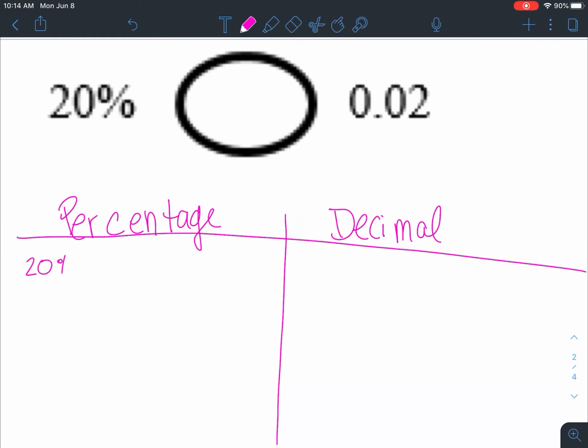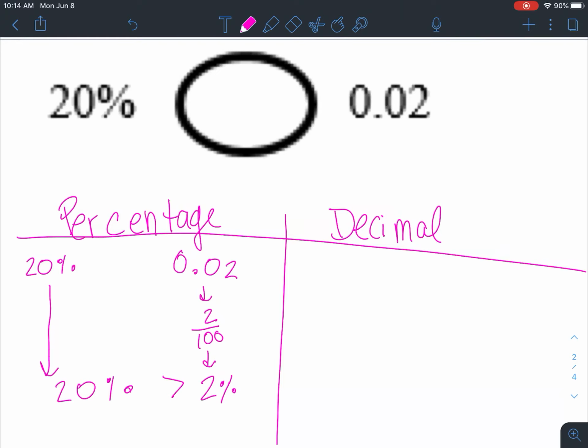So let's start with a percent. I have 20% versus my 2/100ths. I know that 2/100ths is like having 2 out of 100. And if I have 2 out of 100, that's like having 2%. So when I think about 20% versus 2%, 20 is a much larger number than 2. 20% is greater than 2%.